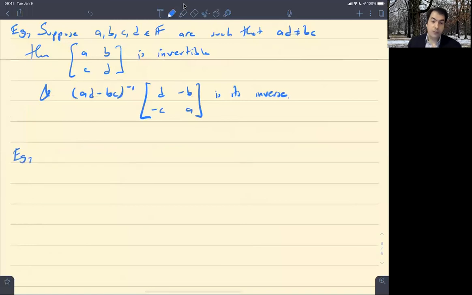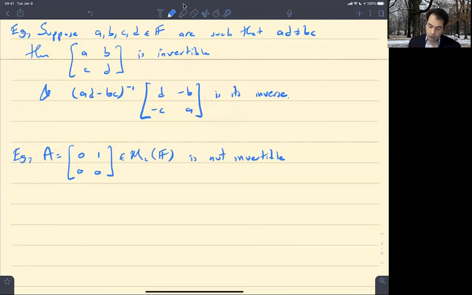Finally, let me give you an example of a non-zero matrix that is not invertible. Right, so take the matrix A, 0, 1, 0, 0. This is a 2 by 2 matrix, and in any field, because every field has the numbers 0 and 1, this makes sense no matter what field you're working with. This is not invertible. Right? So how do we know that? Well, notice that A squared is equal to 0, 0, 0, 0. The zero matrix.